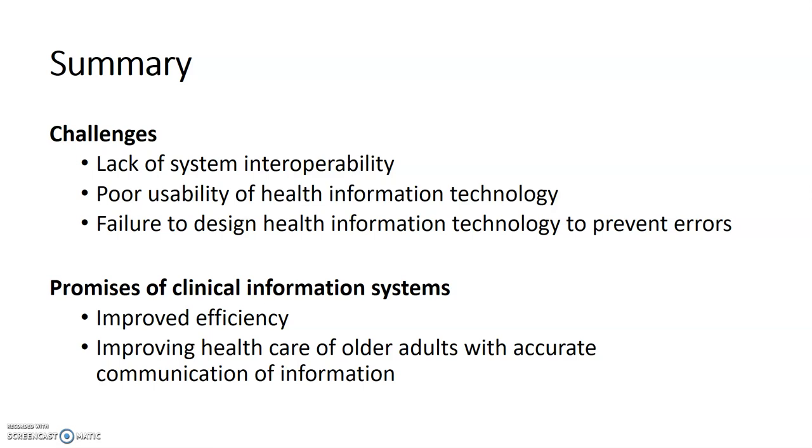The promises of an effective clinical information system include improved efficiency, particularly if resources are limited. For older adults, accurate information leads to improved management of chronic conditions that can prevent avoidable hospitalizations.